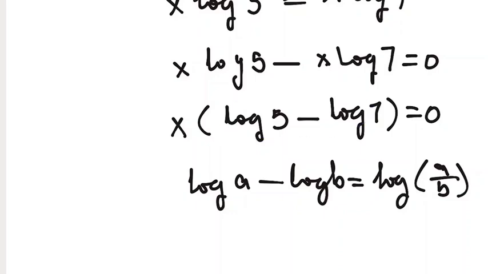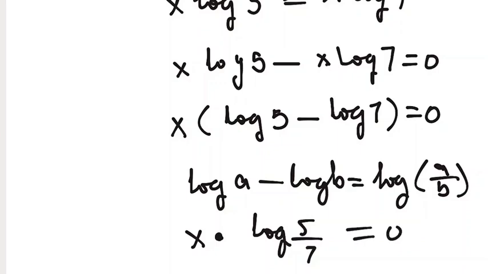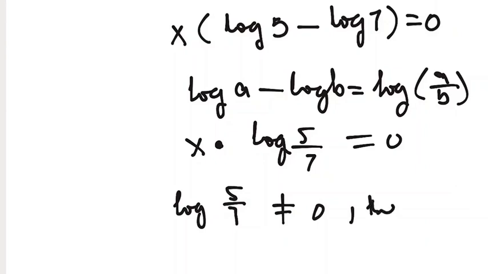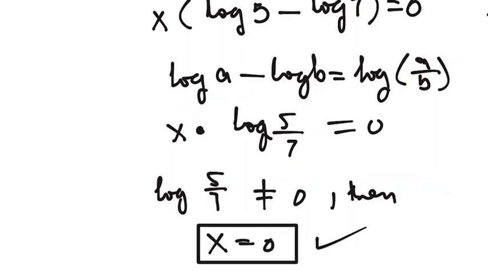So the same thing I'm going to do here. So that's going to be x multiplying log of 5 over 7, which equals 0. So now here, log of 5 over 7 cannot be 0, then we conclude that x equals 0. Therefore, x equals 0 is the solution to the problem.